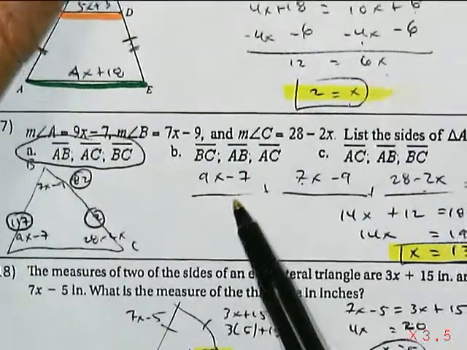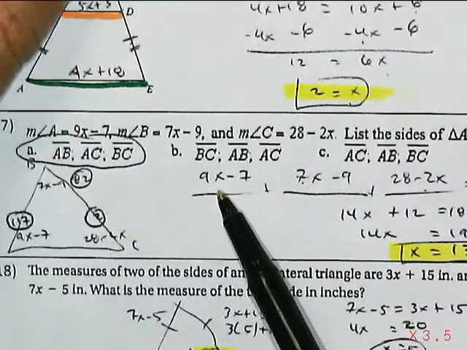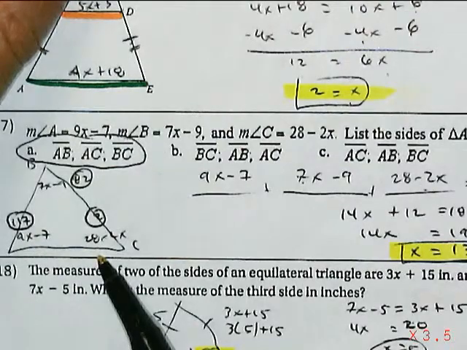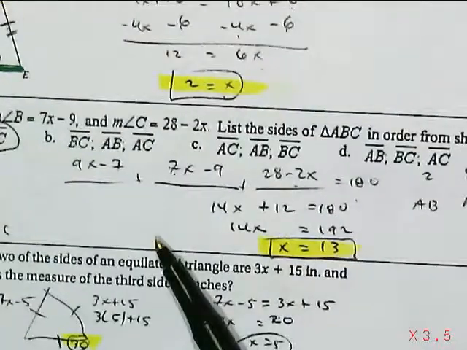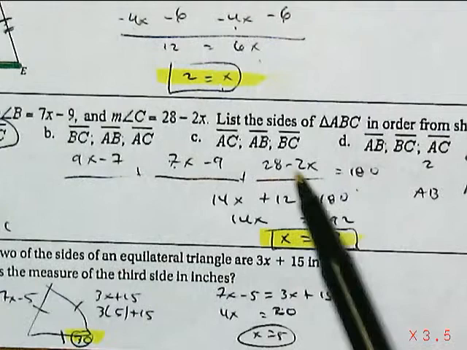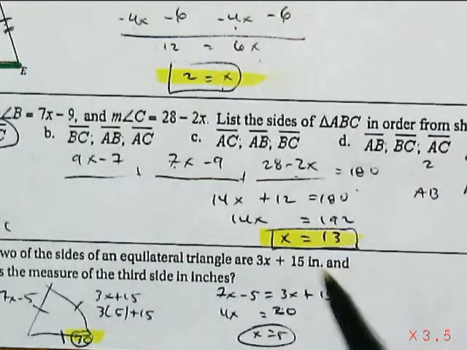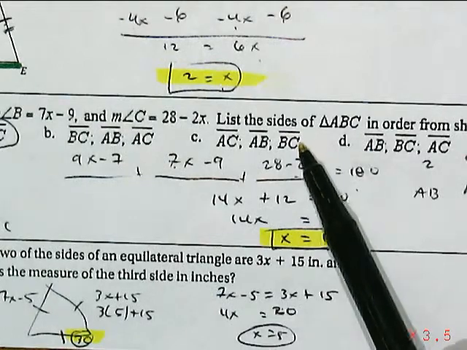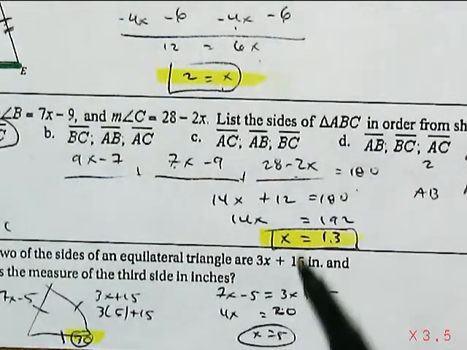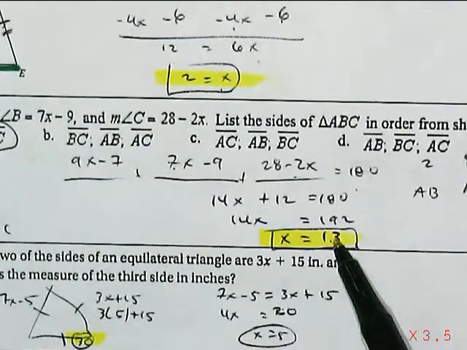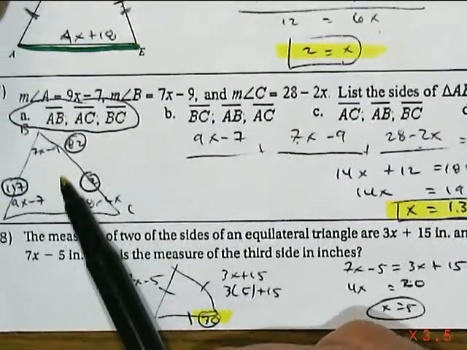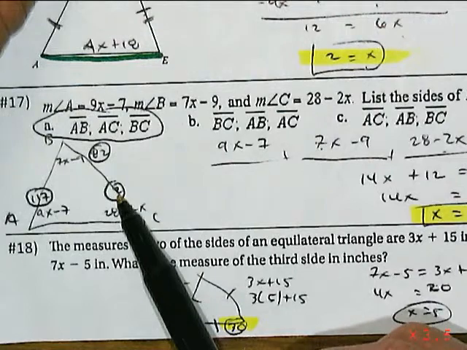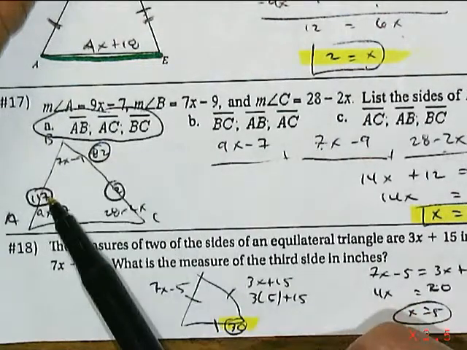So I have triangle sum theorem: 9x minus 7, 28 minus 2x, and 7x minus 9. When I use triangle sum theorem, I'll solve for x to be 13. Now it says list the sides. Well, I don't have any side lengths, so I have to look at the angle measures. If I take x equals 13, and I substitute it in, I'll get the 3 angle measures of 2 degrees, 82, and 117 degrees.